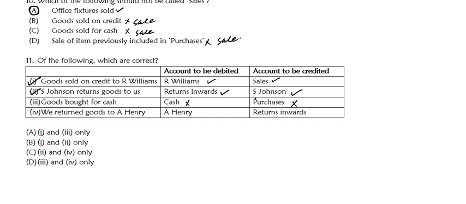We return goods to A. Henry. We return goods to AN. This is the return outwards, so it should be debiting the supplier's account, and then crediting return outwards. This is wrong. So meaning that option 3 and option 4 are wrong. So of the following, which are correct? It is 1 and 2. So 1 and 2 are correct.